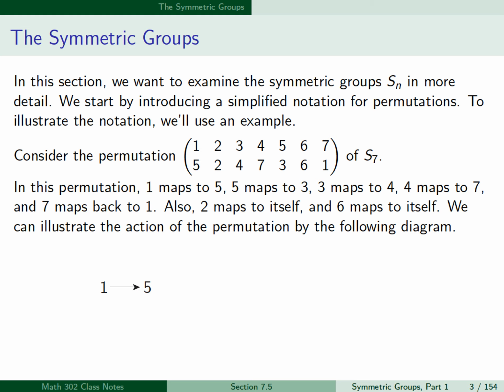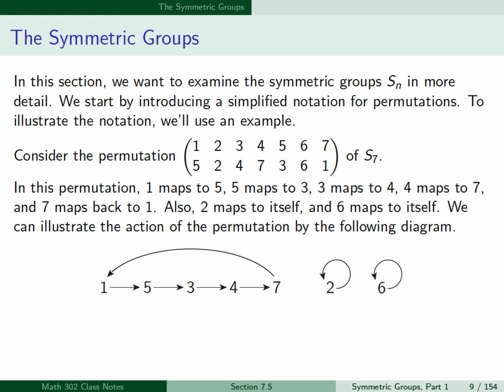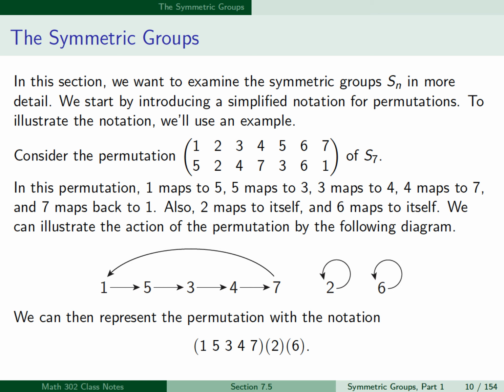So we have 1 maps to 5, 5 maps to 3, 3 maps to 4, 4 maps to 7, and 7 maps back to 1. And then 2 maps to itself, and 6 maps to itself. We can then represent the permutation with the notation shown. So we have 1, 5, 3, 4, 7 enclosed in parentheses, and then 2 enclosed in parentheses by itself, and 6 enclosed in parentheses by itself. This is an example of what is called cycle notation.